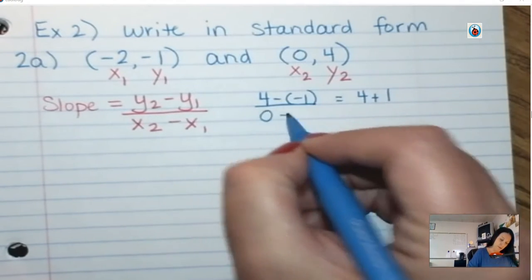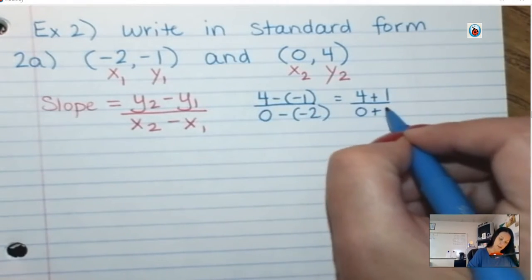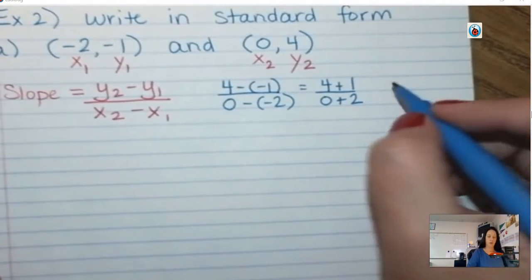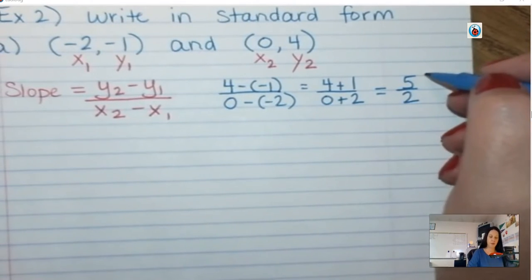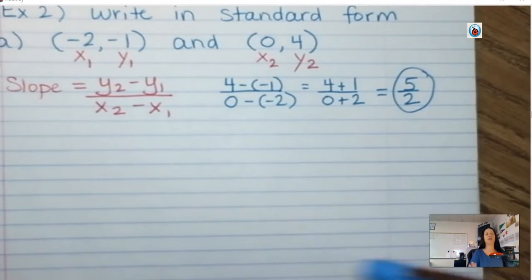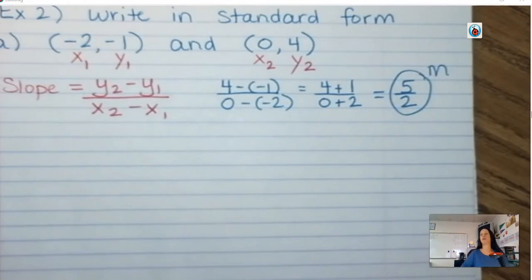X sub 2 minus x sub 1. So that's really 0 plus 2. 4 plus 1 is 5. 0 plus 2 is 2. 5 over 2 cannot reduce anymore. Just leave it as a fraction. You don't need to make it a decimal. Leave it as a fraction. Label that. That's our m. That's our slope.